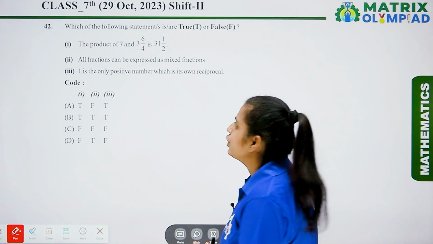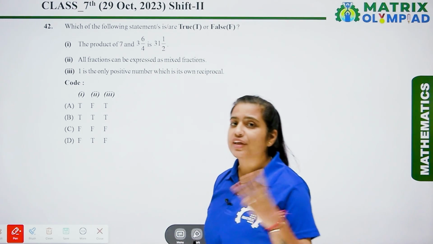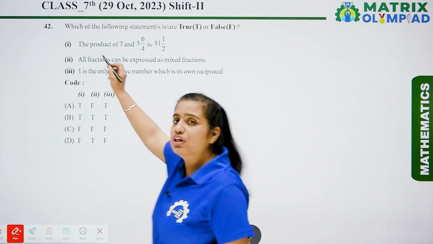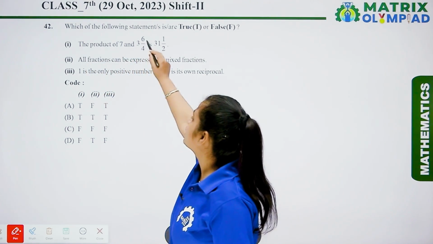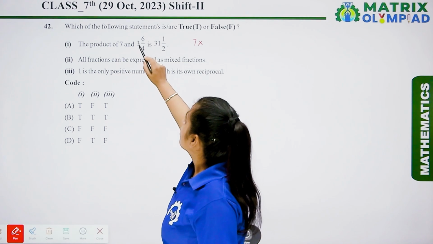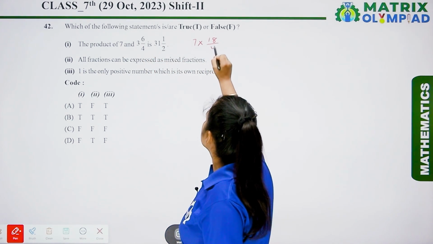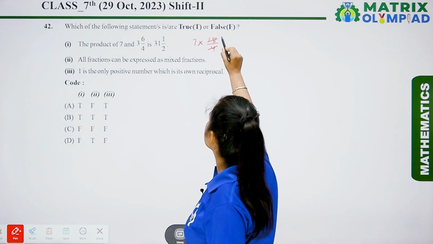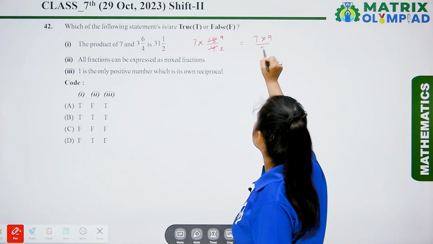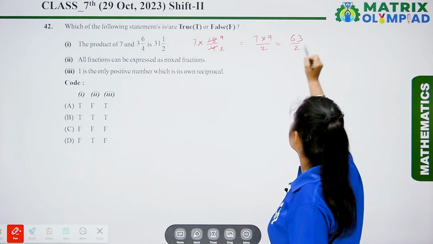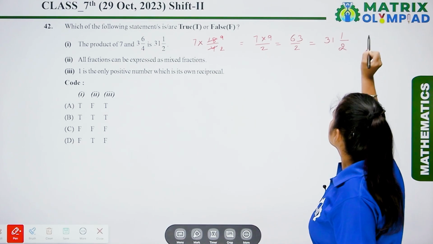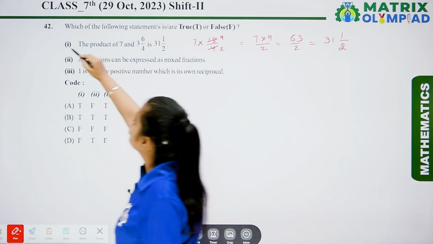Now question number 42. In this question we have three statements and we have to find out which statement is true and which statement is false. So let's start with the first statement. The product of 7 and 3 6 upon 4 is 31 1 upon 2. Let's solve it. 7 multiplied by 3 6 upon 4 can be written as 18 upon 4. And after doing it in the lowest form, we get 9 upon 2. So 7 multiplied by 9 upon 2 is 63 upon 2 and this can be written as 31 1 upon 2. So the first statement is true.